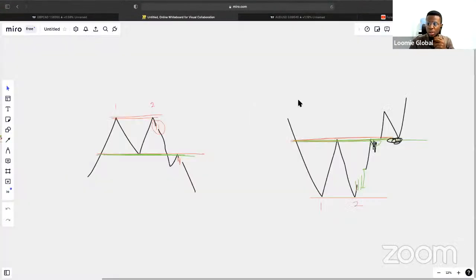So we'll just do a recap on some of the things we discussed in our previous class, and then we'll try to build on those things and move a step further. We'll go into the charts and look for examples, a number of scenarios where some of these things played out.